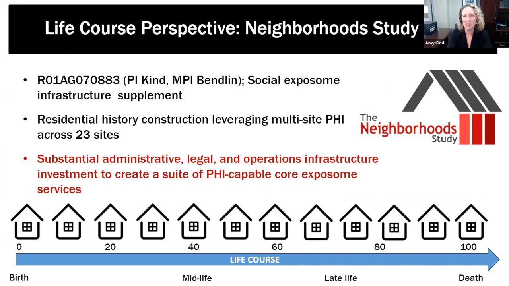The neighborhood study is a $37 million R01 funded by the National Institute on Aging that is the largest study of its kind to link social exposome factors to brain tissue and other brain health markers. We work with 23 sites and work very closely with them to get the infrastructure in place to do this study. I'll tell you about the infrastructure in just a moment. But it does require substantial lifts in terms of legal, administration, and operations infrastructure to do this work.